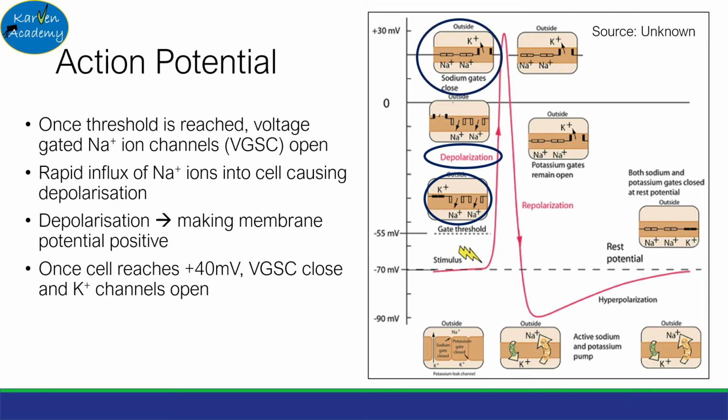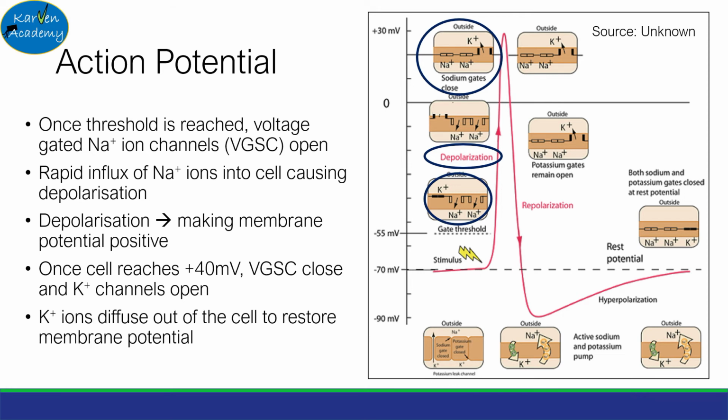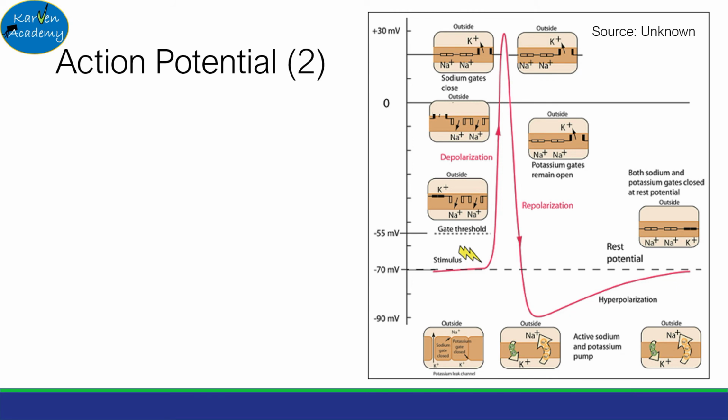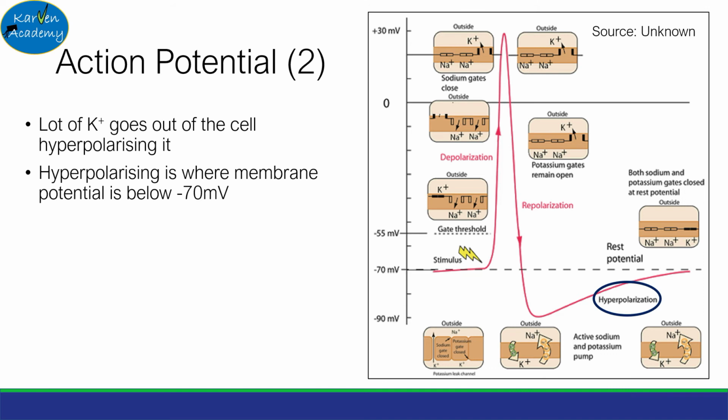Once the cell reaches about 40 millivolts, don't worry about remembering this number, the voltage-gated sodium ion channels close and potassium channels open to restore the membrane potential. This is called repolarization, i.e., restoring the cell to its negative state. Unfortunately, our cells are not brilliant at controlling how much potassium goes out of the channel, and so a lot more potassium goes out of the cell than needed. This causes the cell to hyperpolarize. Hyperpolarize is where the membrane potential reaches below minus 70 millivolts, that is lower than the resting potential.